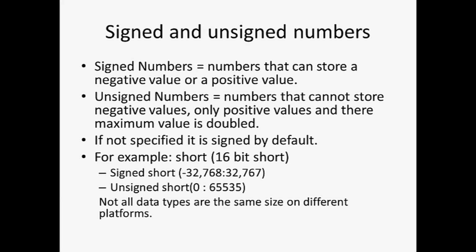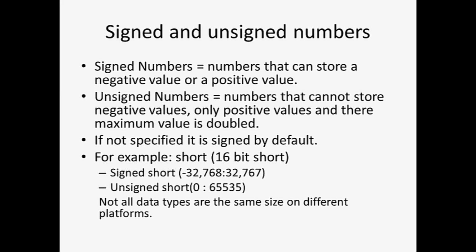Signed numbers are numbers that can store a negative value or a positive value. And unsigned is a number that cannot store negative values, only positive values, and therefore the maximum value is double. If you don't specify whether it's signed or unsigned, then by default it's a signed variable, meaning it could be negative or positive.